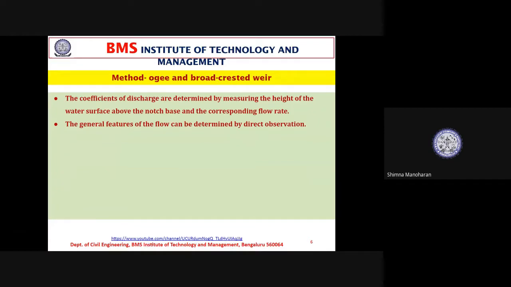Ogee shaped weirs are usually provided for the spillway of a storage dam, and the crest of the ogee weir slightly rises and falls in a parabolic form. Whereas broad crested weirs are constructed only in rectangular shape and are suitable for larger flows. With this concept, you can go to the experimental setup and understand how the experiment is conducted in the lab. Thank you.